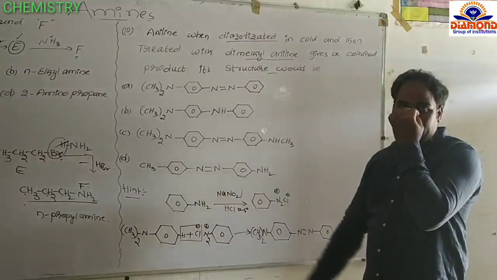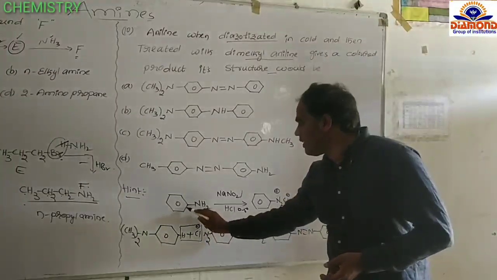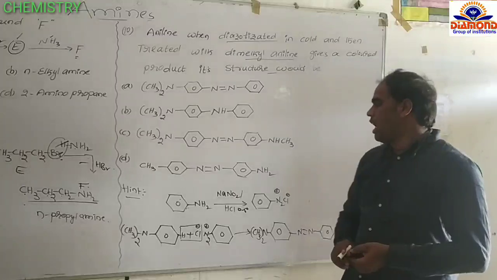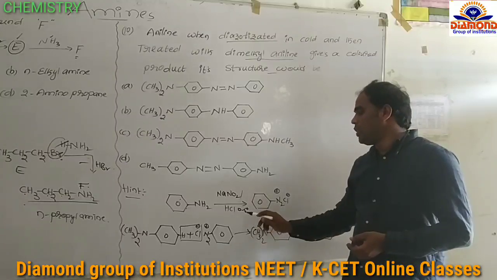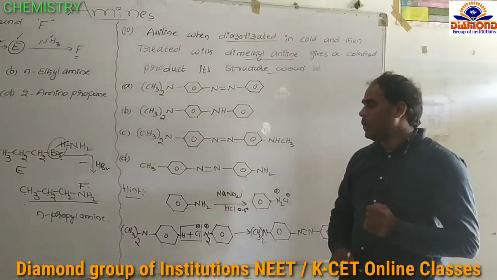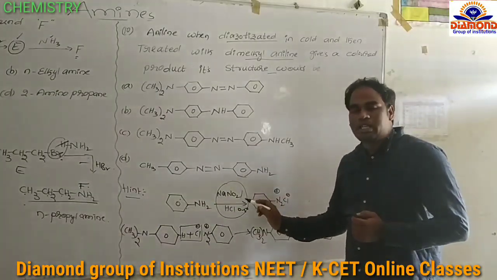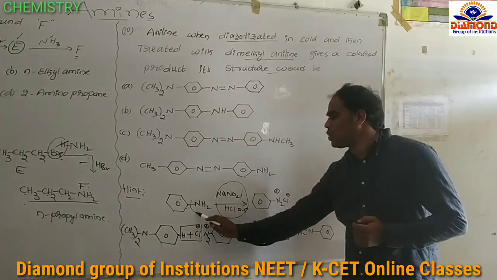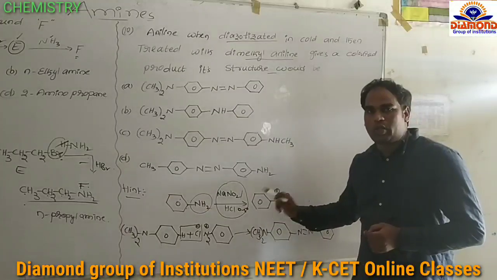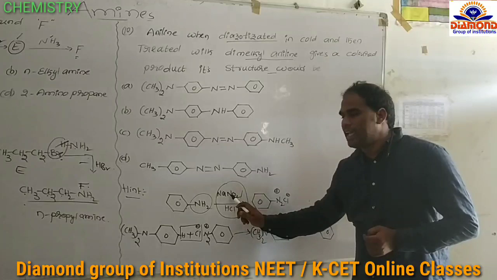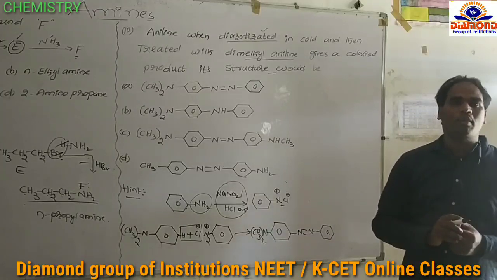For this question, this is the hint. First, aniline undergoes diazotization. So this is aniline, benzene NH2. Aniline undergoes diazotization, reacting with sodium nitrite and HCl at 0 to 5 degrees Celsius. I already told you this is a diazotization reaction. In this reaction, the NH2 group is converted into a diazonium salt. So if aniline undergoes diazotization, it forms benzene diazonium chloride.